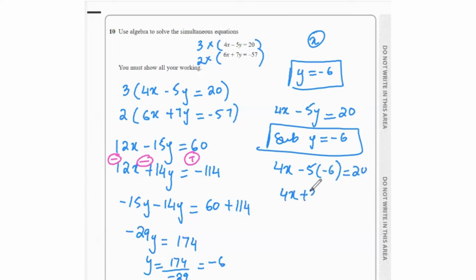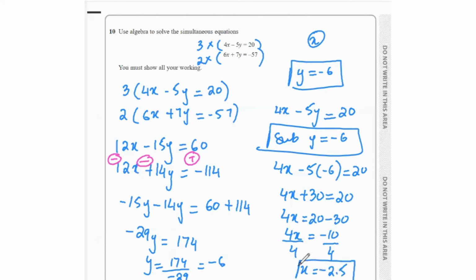4x plus 30 equals 20. 4x equals 20 minus 30. That is negative 10. Divide both sides by 4. X is going to be negative 2.5. That's your value of x.